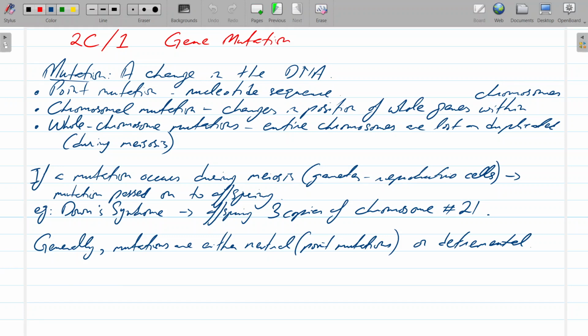Okay. Now let's talk about point mutations a bit. And so mutations can occur in 2 ways. First, let's talk about that. Mutations do occur naturally when DNA is replicated.